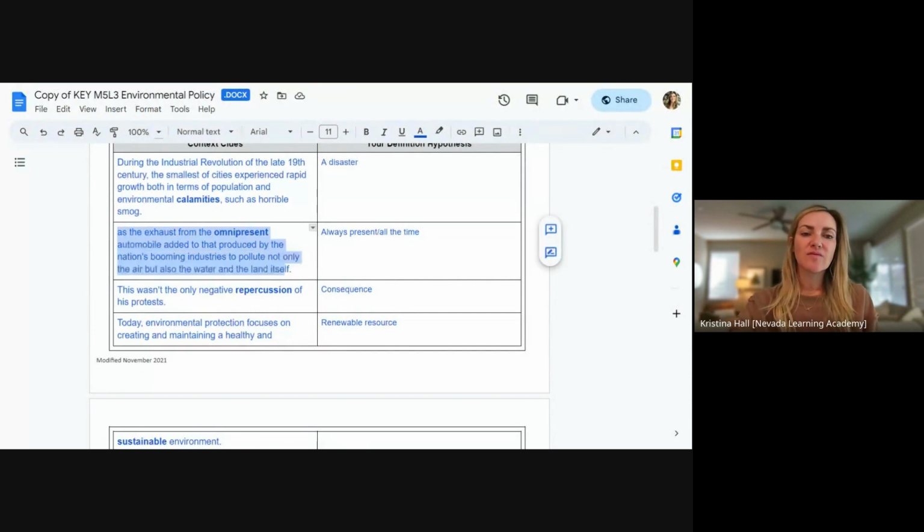As exhaust from omnipresent automobiles added to the production of national booming. So with the creation of cars, automobiles, and engines, we see a lot of pollution coming from that. And that's something that we're trying to counteract right now, right? We're seeing hybrid vehicles, we're seeing electric vehicles. Electric vehicles also propose some issues.